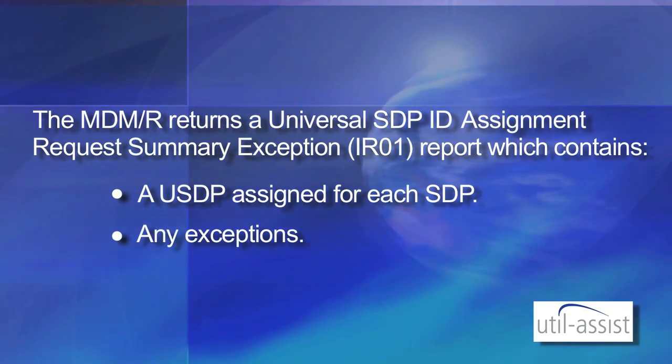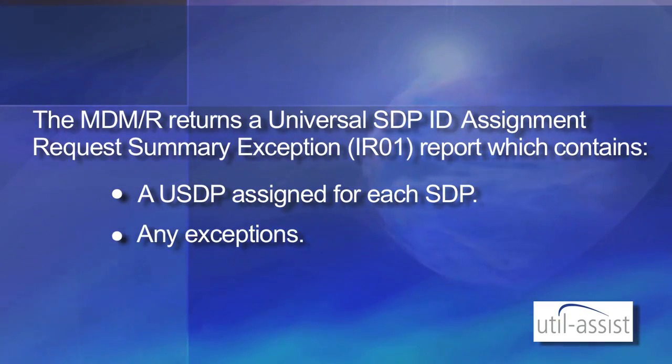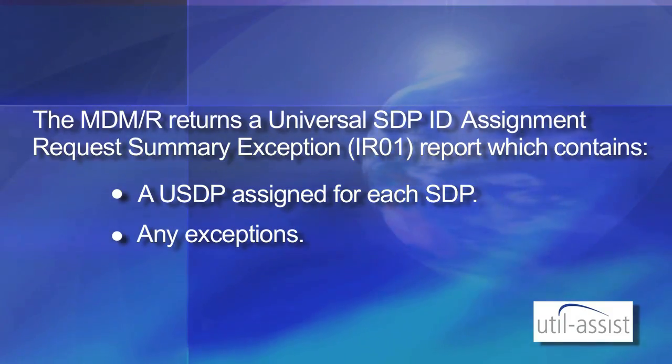The IR01 report will not inform you if the CIS sent a request, but no response was received, that is, if there is an AS2 transfer problem. Therefore, Utilysys recommends that a CIS report is developed to query the CIS for SDPs that have a USDP request date, but no USDP ID stored.